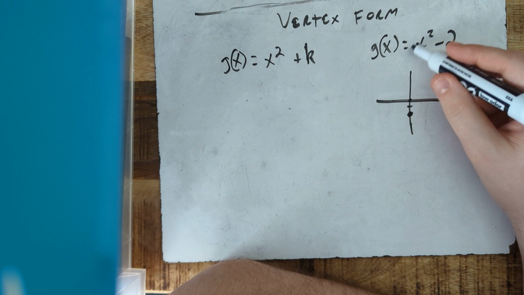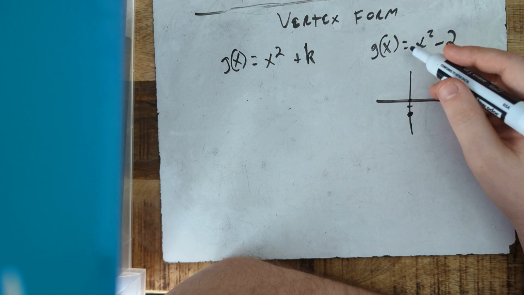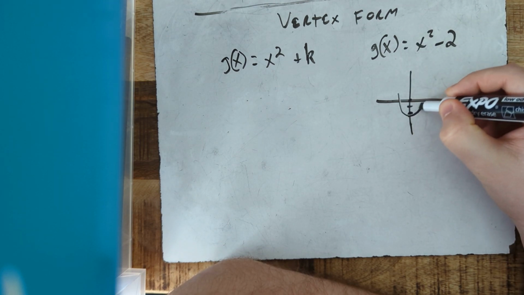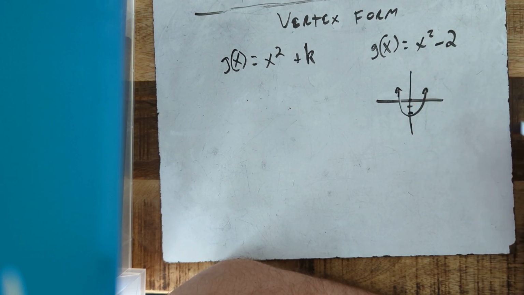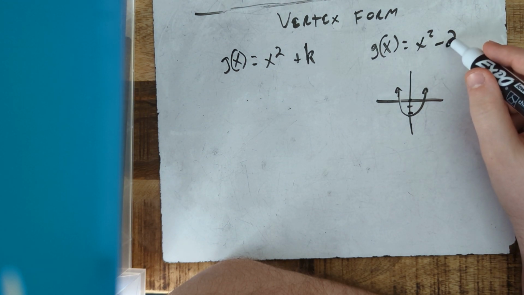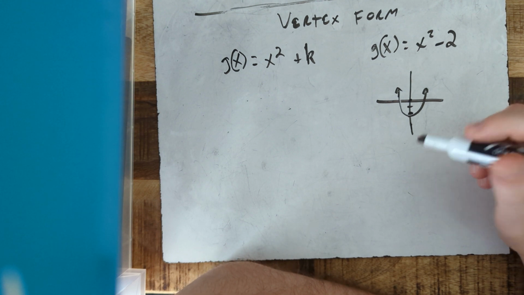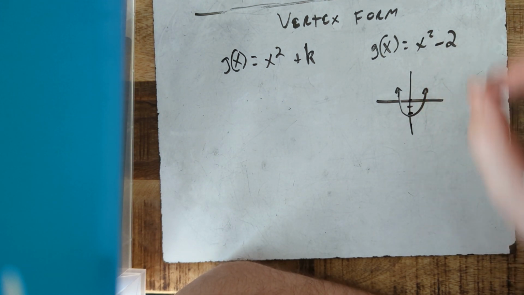Now, because our number in front here is positive, our x squared is positive, so it still opens upward. If you remember from the last video, it still opens upward. But in this case, it starts at -2 on the y-axis, okay? So same thing, just now it's shifted down 2.